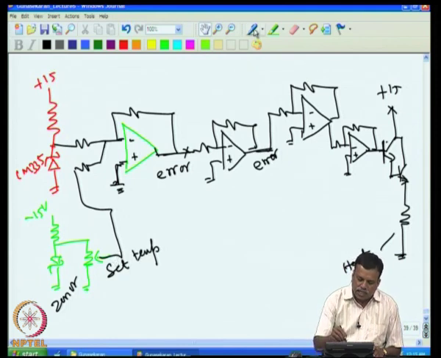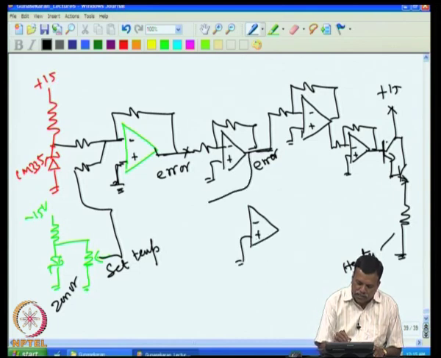Now, we see what happens if I add this integral stage. So, I put the integral stage here. If there is an output error voltage here, that will be adding up slowly, because a capacitor is here and the resistance is here. This point is 0, so there will be a current through this. The current will be the error voltage divided by R, and the same current goes here and charges up the capacitor.